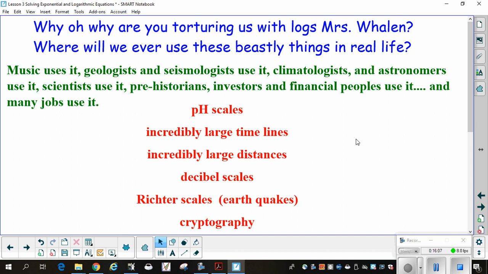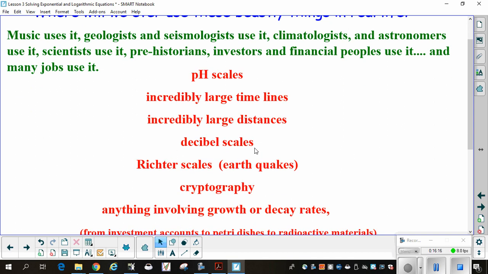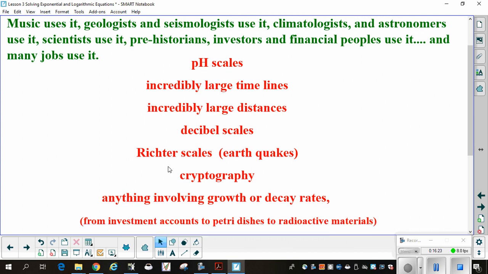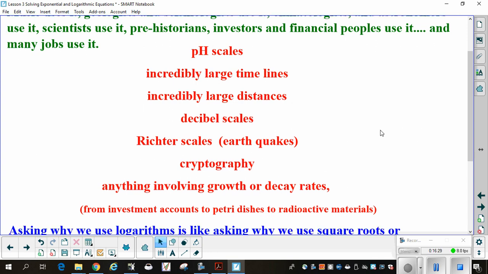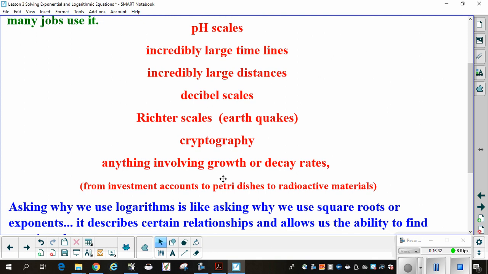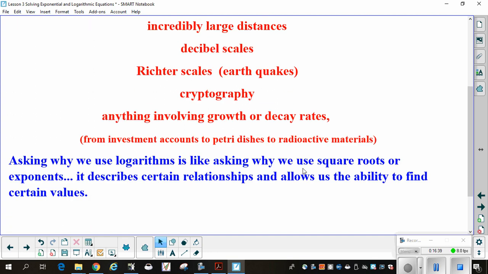Logs are found in pH scales. Those are logarithmic. Incredibly large timelines, incredibly large distances when you start talking about space. Decibel scales, loudness of music, loudness of sounds, those are logarithmic. The Richter scale, which measures the intensity of earthquakes, that's a logarithmic scale. Cryptography, a lot of cryptography uses logs. Anything involving growth or decay rates, from investment accounts to petri dishes to radioactive materials, all use logarithms.